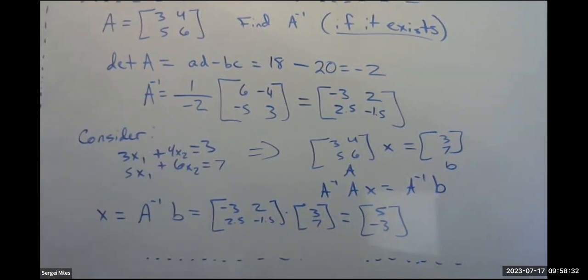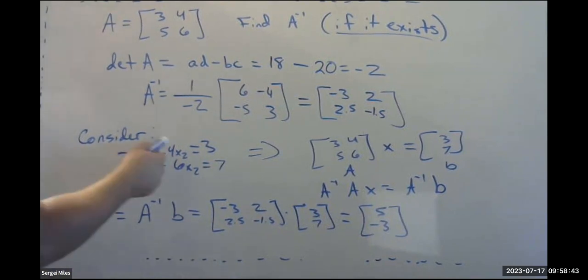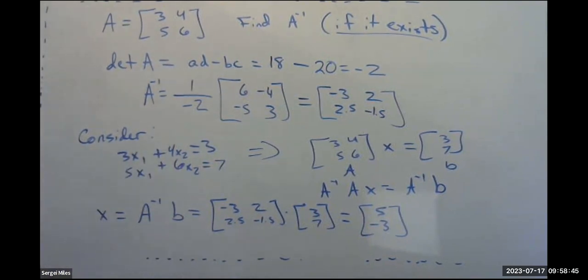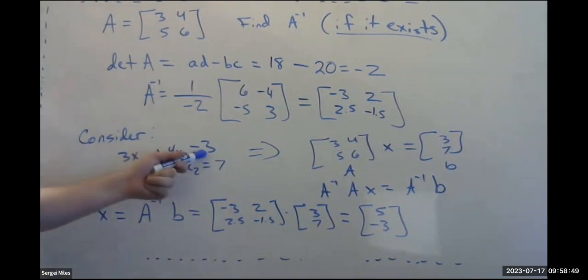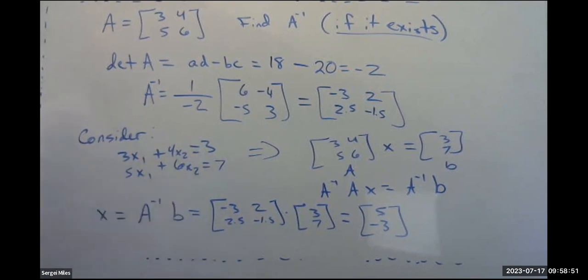Does this answer work? We'll plug it in. It says x1 is 5, x2 is negative 3. All right, 3 times 5 is 15, plus 4 times negative 3 is negative 12. Well, 15 minus 12 is 3. So great, that works. And you can check it for the second equation. It's also a solution there.